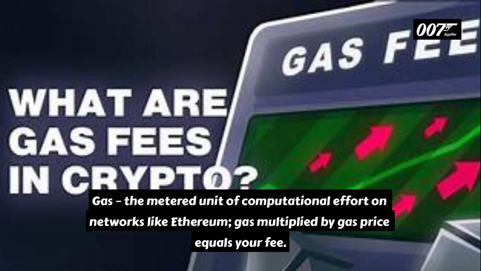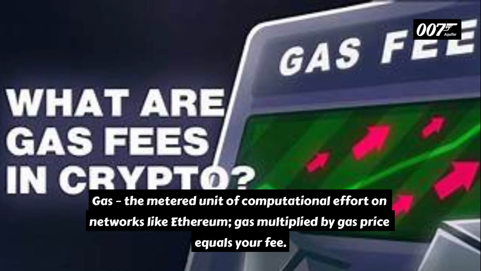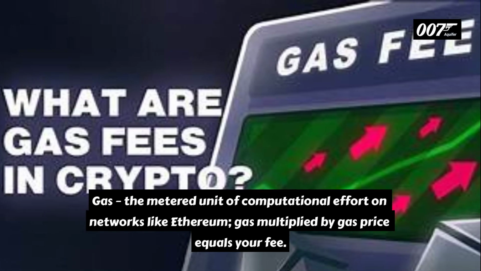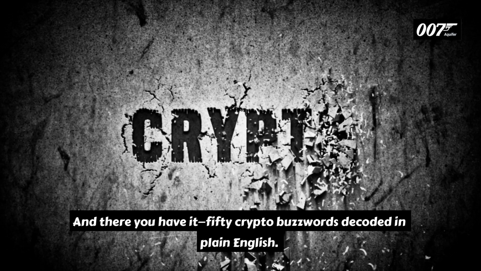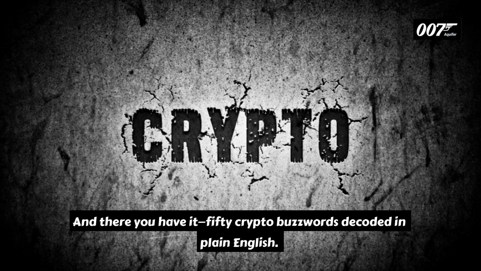Gas, the metered unit of computational effort on networks like Ethereum. Gas multiplied by gas price equals your fee. And there you have it, 50 crypto buzzwords decoded in plain English.